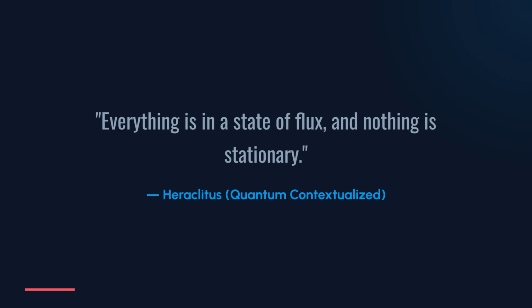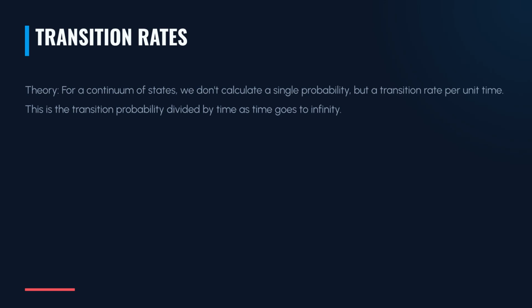As Heraclitus stated, everything is in a state of flux, and nothing is stationary. This perfectly contextualizes the dynamic nature of quantum systems. For a continuum of states, we calculate a transition rate per unit time, not just a single probability. This is the transition probability divided by time, as time goes to infinity.